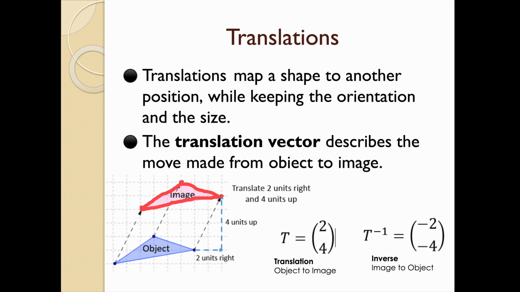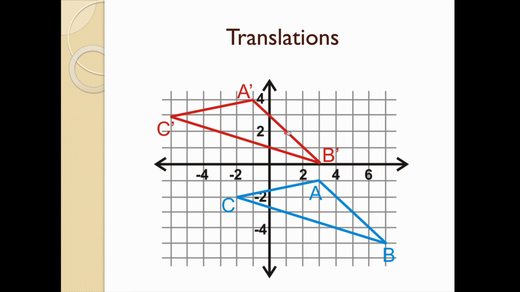Now, when we talk about the inverse, you're going from image back to object. All we would do is like what we spoke about the last time, we just do the opposite. So instead of going 2 to the right, we go 2 to the left. Lovely. And instead of going 4 up, we would go 4 down. Lovely. So in this case, what we're trying to do is figure out what is the translation vector.